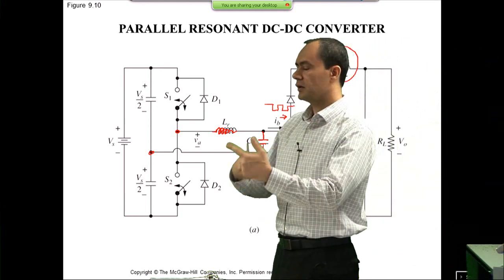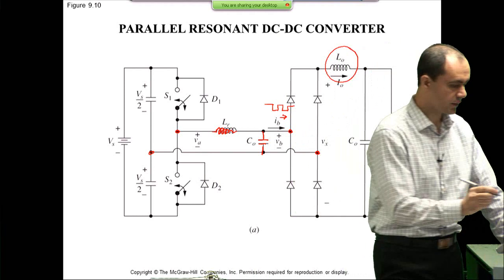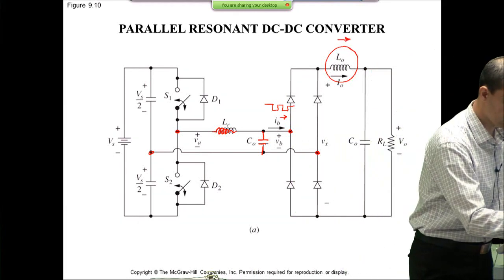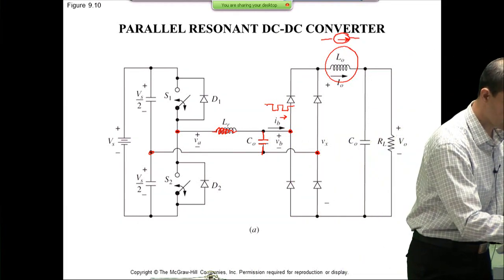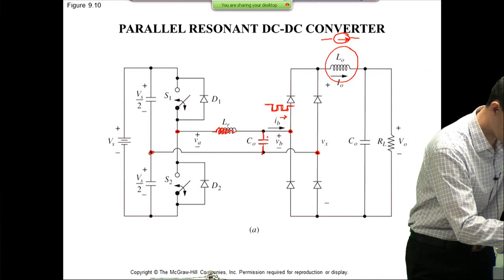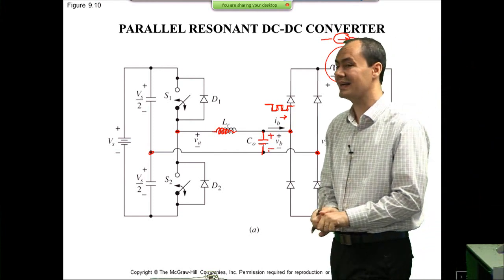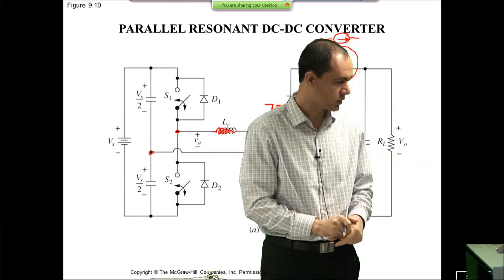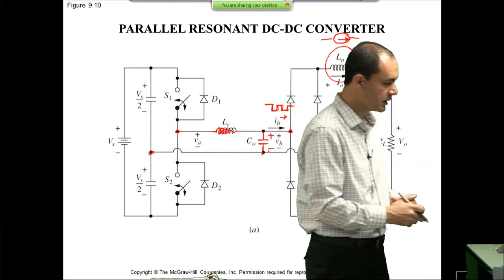It's like having a rectifier, but the output of this rectifier is a DC current. So on the input of the rectifier, you have a square-shaped current like this. And you can argue that the voltage across this resonating cap is almost an AC voltage. So that's actually how it's being rectified.